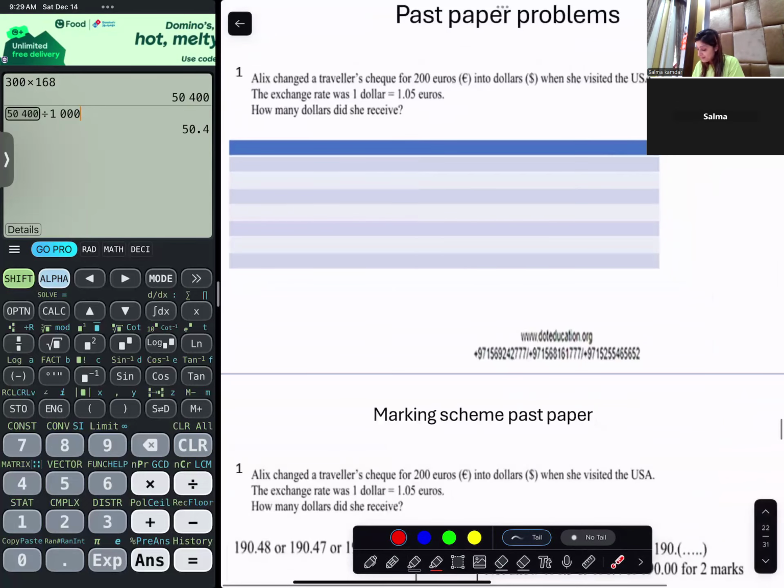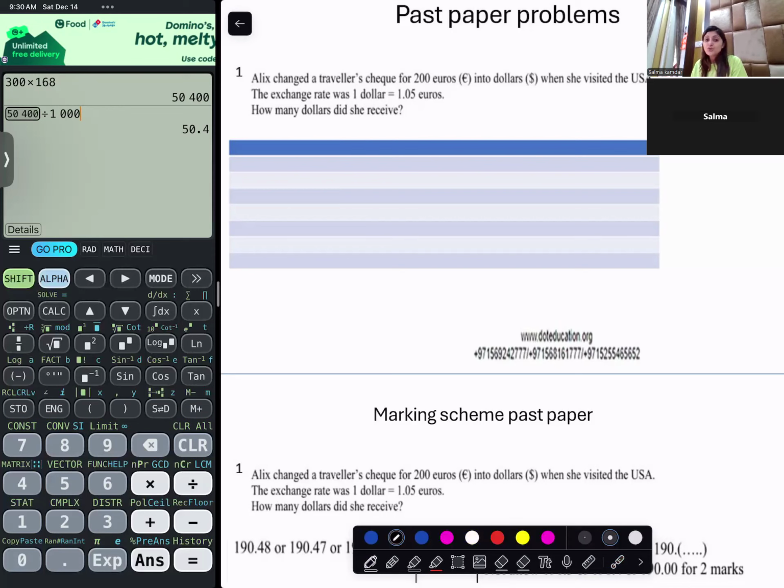Now, these are some past paper questions. That is the reason I explained the abbreviations to you. First past paper question, pause and then try. Then come back. So Alex changed her traveler's check for 200 euros into dollars when she visited the USA. $1 is 1.05 euros. How many dollars did she receive?